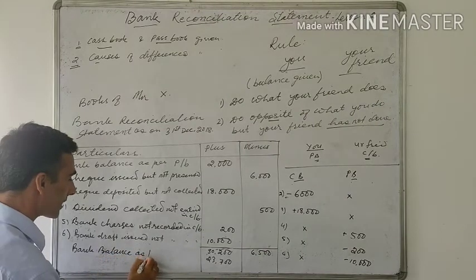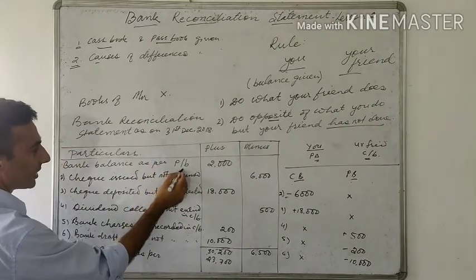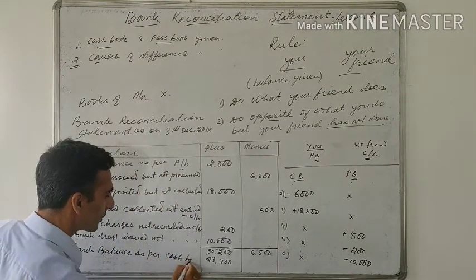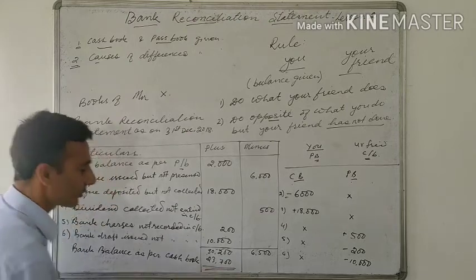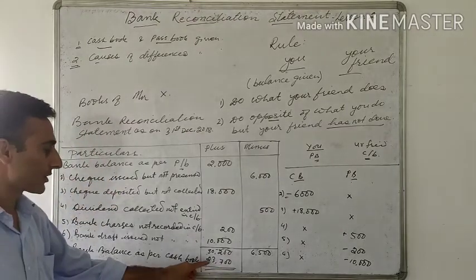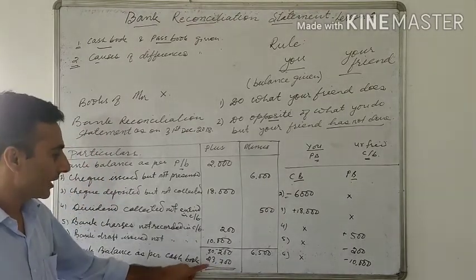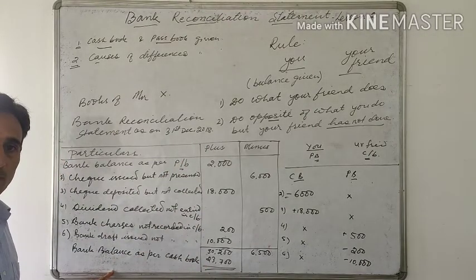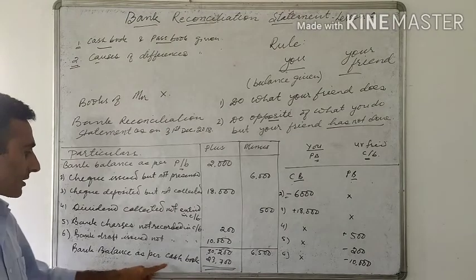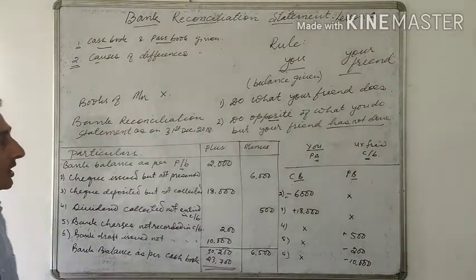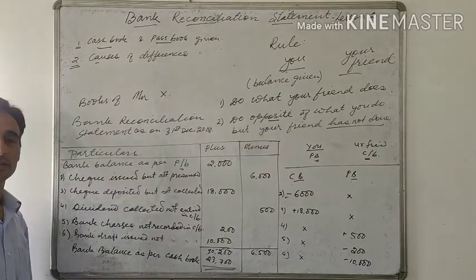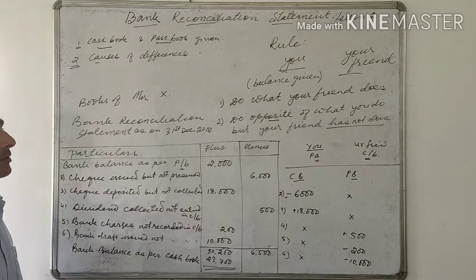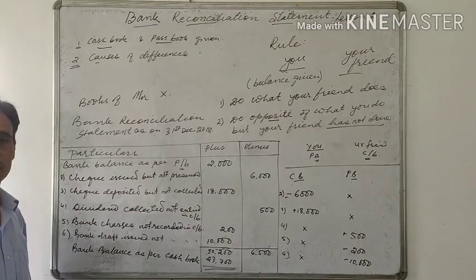This is called the bank balance. Now this is the bank balance as per the passbook, so this is the bank balance as per the cash book. So the bank balance as per the cash book is 23,700, and this is on the plus side, so this is a favorable balance or debit balance in the cash book. This is how a bank reconciliation statement is prepared, and I hope you understood the simple rule of preparing a bank reconciliation statement.